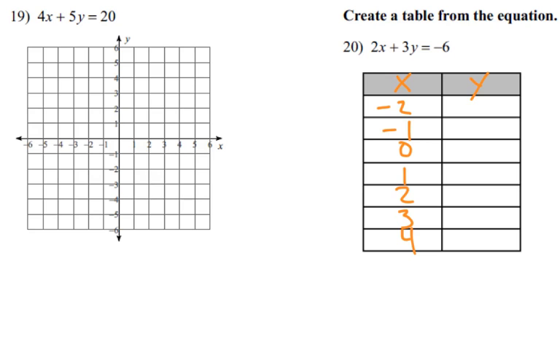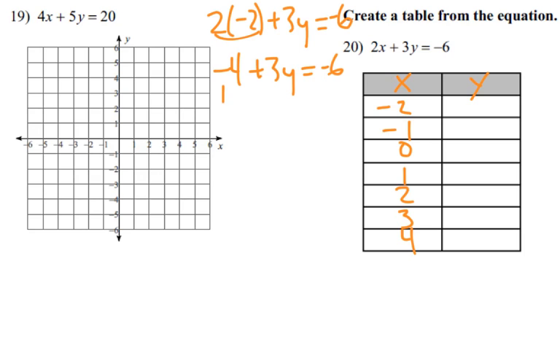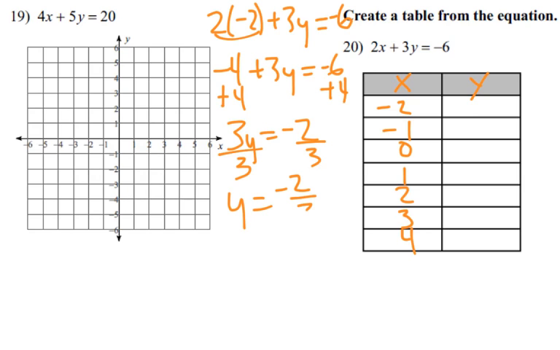Or you could pick some y's, then you plug them in. So 2 times negative 2 for x plus 3y equals negative 6. So that becomes negative 4 plus 3y equals negative 6. So add 4 to both sides. We're still solving just like we have been. Divide by 3, we get y equals negative 2/3. Okay, not the nicest, but it works. Okay, and then we can keep going.